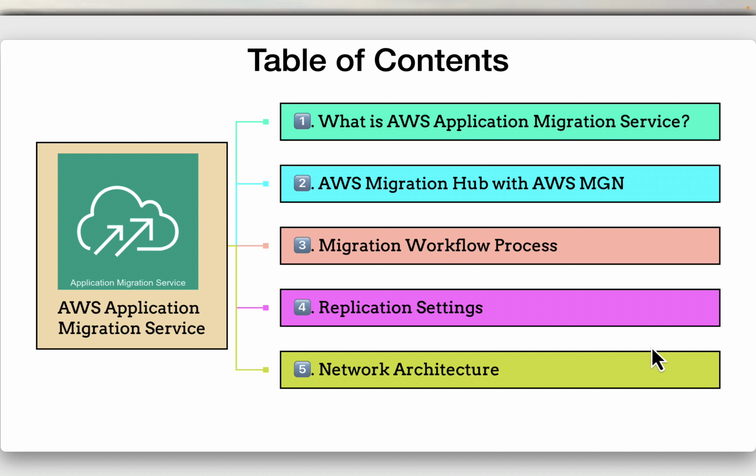So in the documentation, Application Migration Service is also referred to as MGN, for migration. So in this lecture, if I use MGN, it means I am referring to the same service which I am talking about, AWS Application Migration Service.